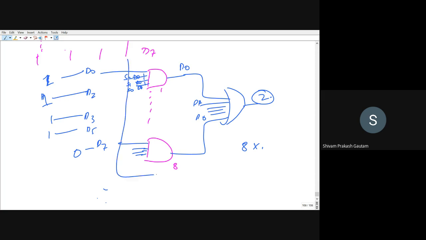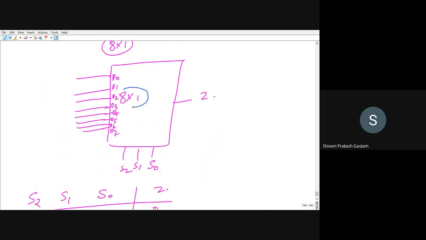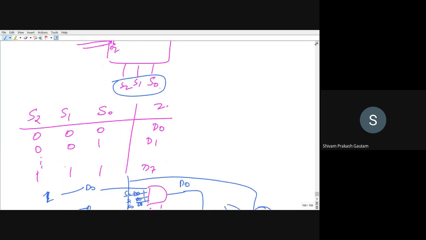But in general cases, this circuit is not required. We will replace this circuit by the simple block diagram that I have shown you. That is the 8x1 mux. We have certain inputs here, you can see 8 inputs are there, some select lines are there, and we have built the truth table.